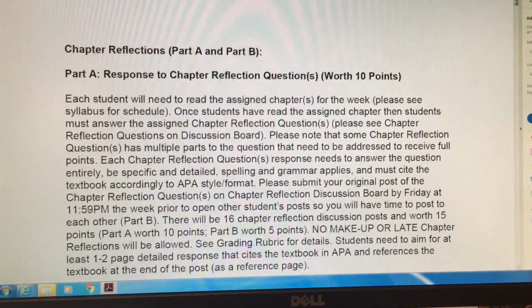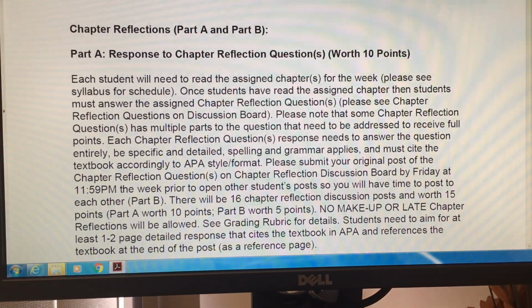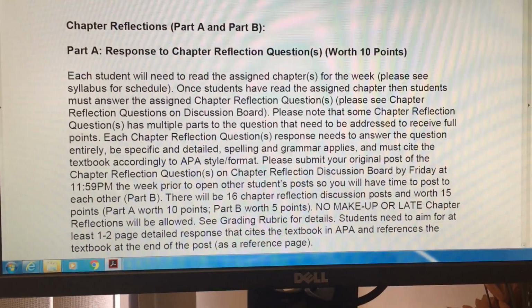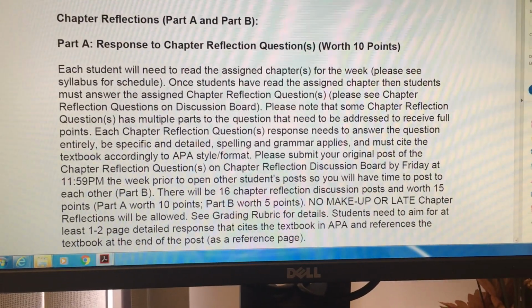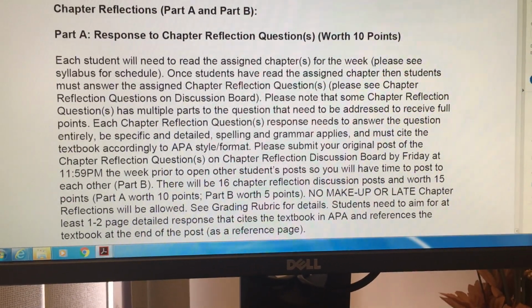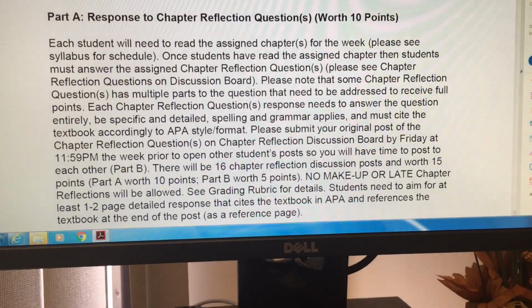So chapter reflections, we're going to have one for every chapter. However, for students, we only need to pick 8. So you have to pick 8, go through them. I have all the questions already posted so you can go through and pick which ones interest you more. But you have to do 8 of them to be successful in the class.